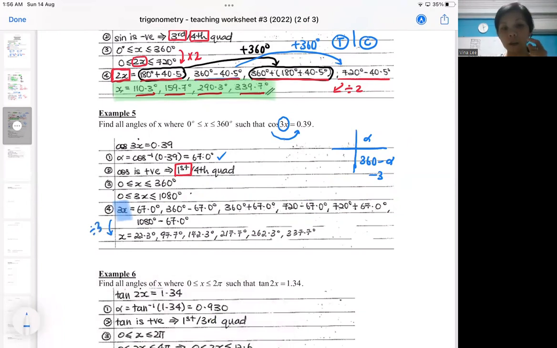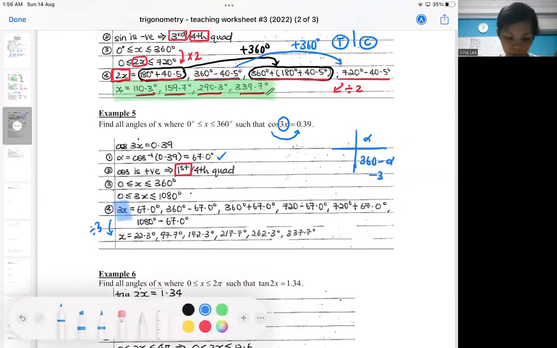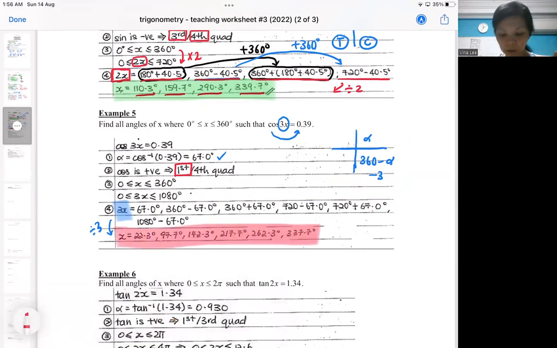So eventually, you actually got 6 answers for x. And you observe your x. It should be well within 0 to 360 degrees. So it should be well between 0 to 360 degrees eventually.